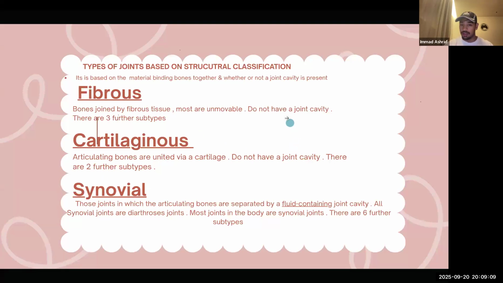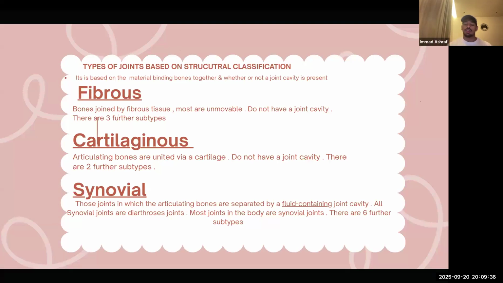These do not have a joint cavity. I'll tell you what a joint cavity is. But there are three further subtypes of fibrous joints. Then there are cartilaginous joints. And these, as the name says, are united via cartilage. They don't have a joint cavity, and there are two further subtypes that we'll also take. And then there are synovial joints. Synovial joints are the ones that are most freely movable because they have a joint cavity that's filled with fluid. This fluid is called synovial fluid. It helps reduce the friction.